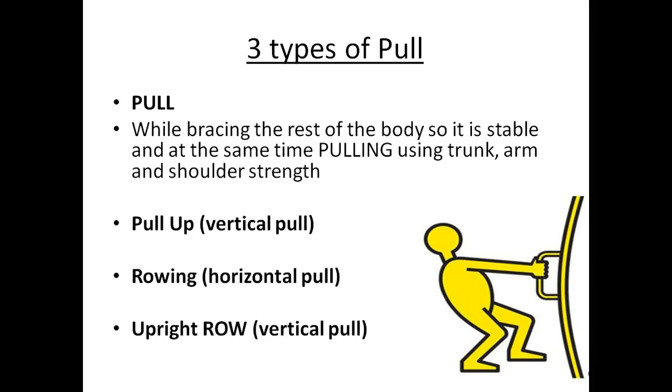We've got three different types of pull. You can pull down like you're doing a pull-up, you can pull something towards you like you're doing a rowing movement, or you can pull something up like you're doing an upright row. So vertical movements pulling down, vertical movements pulling up, and horizontal movements pulling towards you.